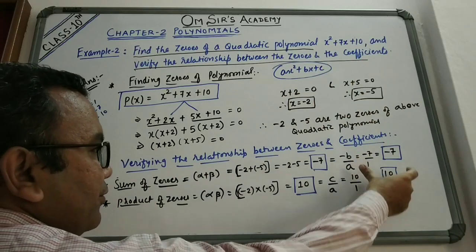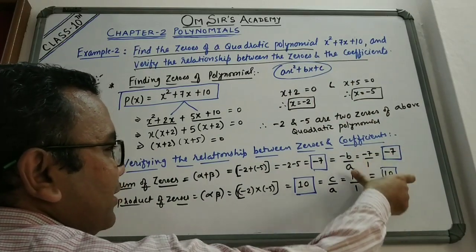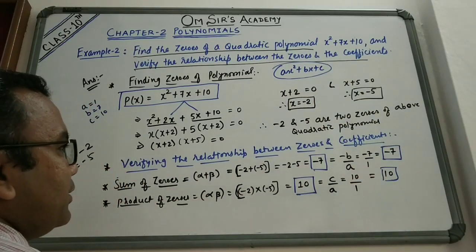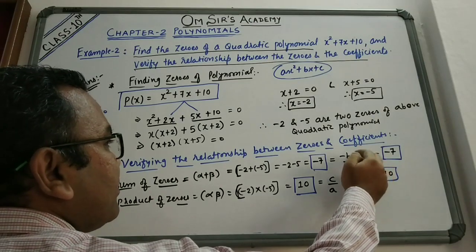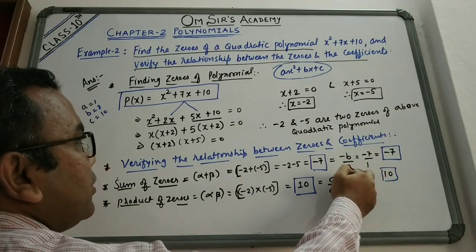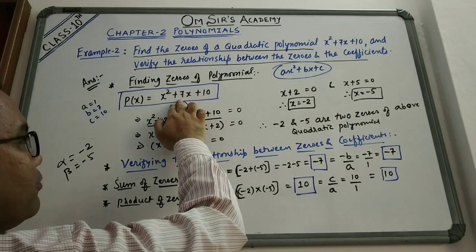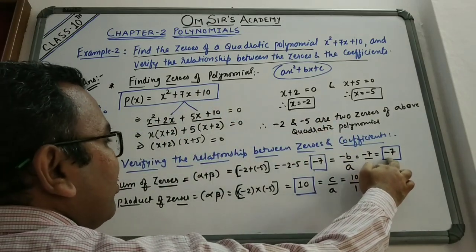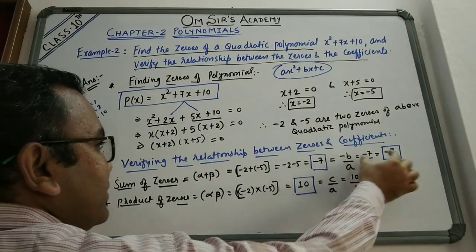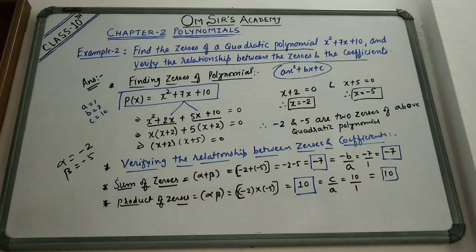Here due to shortage of space I am not writing that, but in the next sum onwards I will be writing that all. Is it clear? So minus 7 upon 1 is equal to what? Minus 7. So here minus 7 is equal to minus 7 and my relationship is verified.